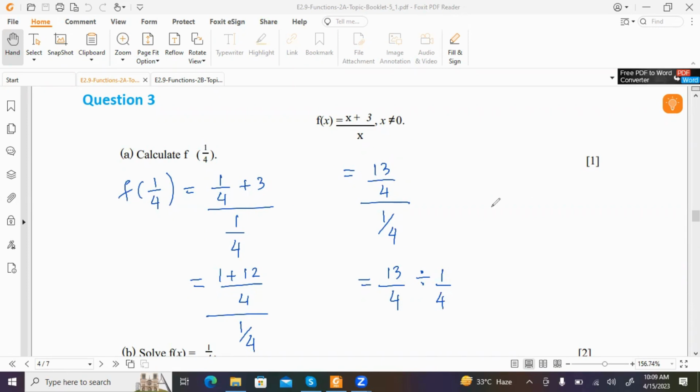And since when we're dividing two fractions, we take the reciprocal: we replace the division by multiplication, and we flip the second fraction. So 104 becomes 4, and the answer is 13.